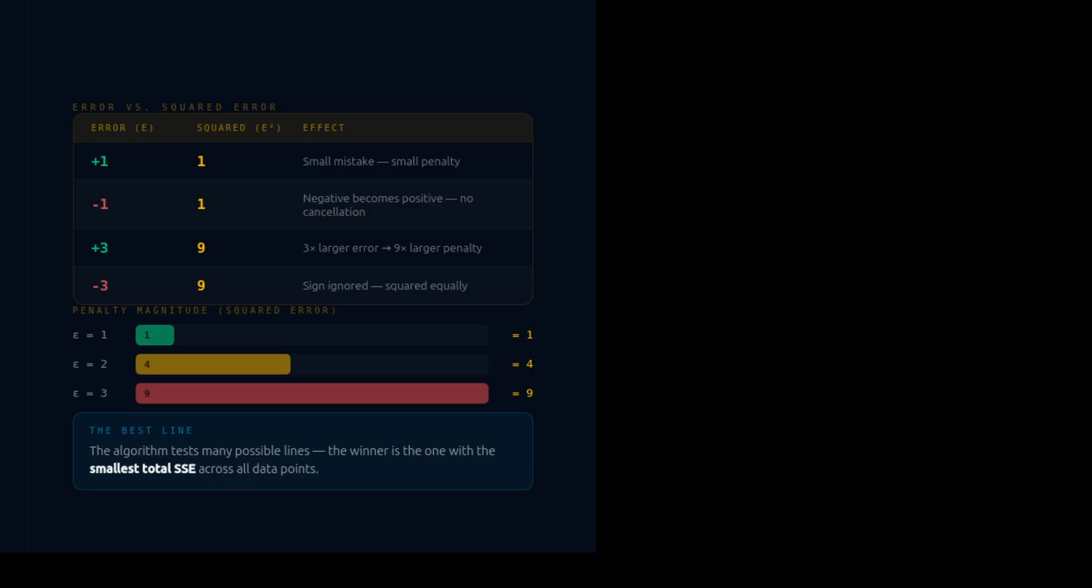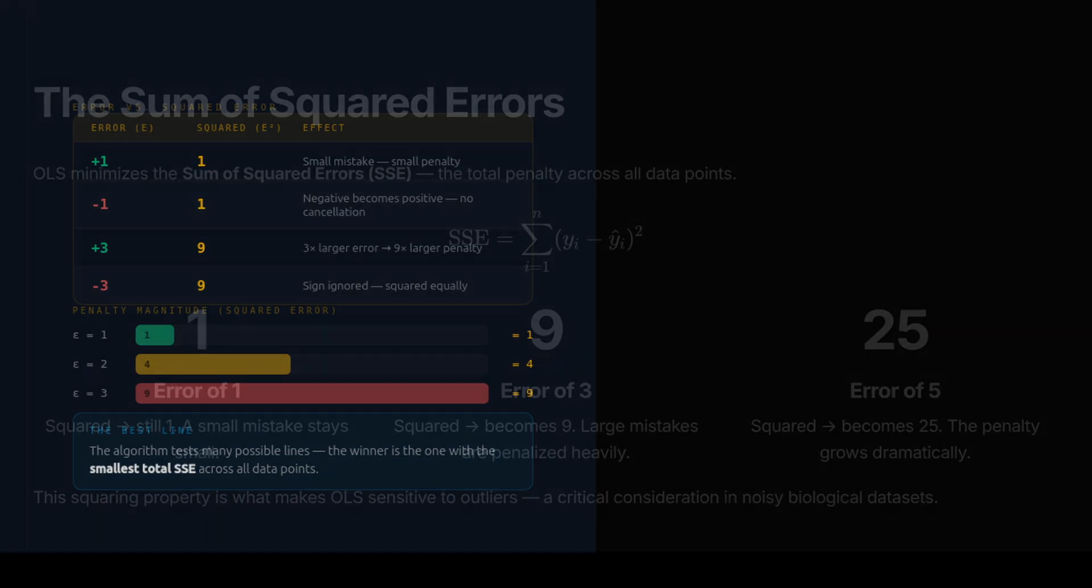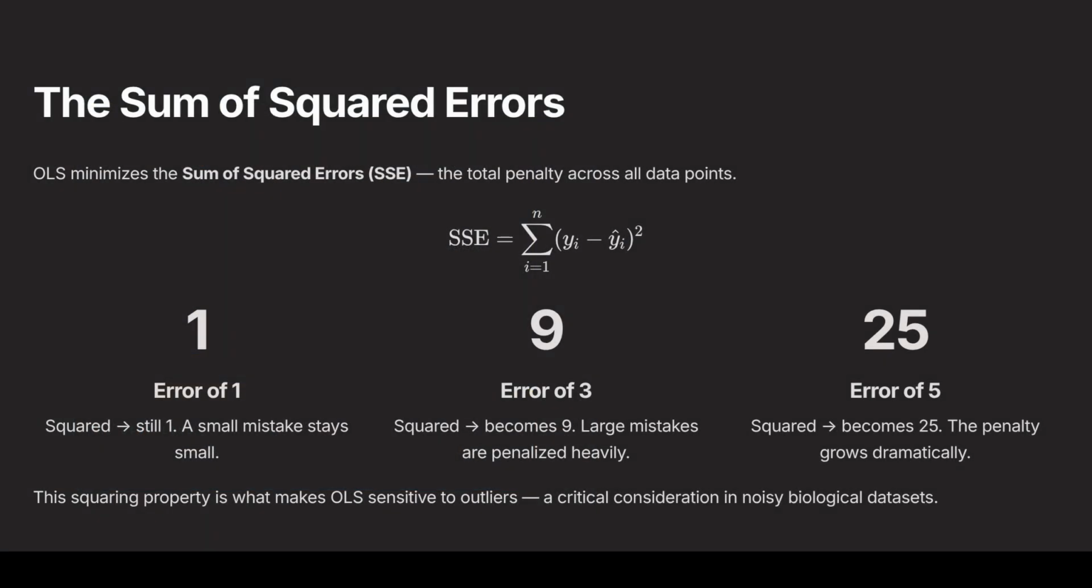Squaring the errors accomplishes two important things. First, negative and positive errors both become positive, so they don't cancel out. Second, large mistakes are penalized much more strongly than small mistakes. An error of 1 becomes 1 when squared, but an error of 3 becomes 9.